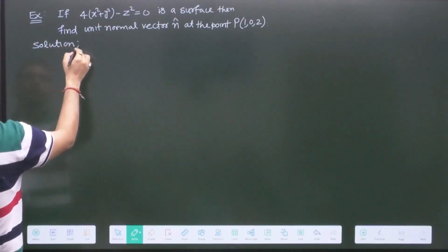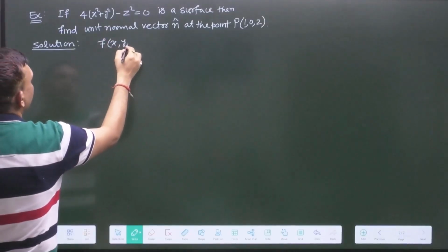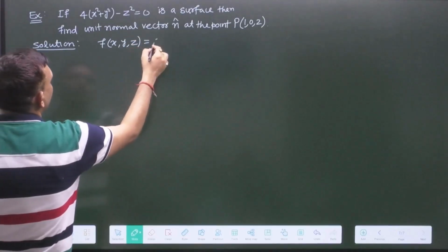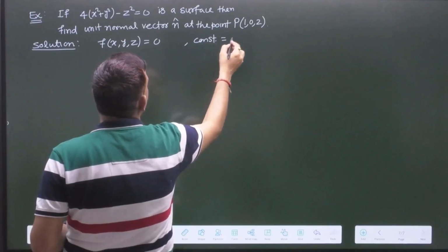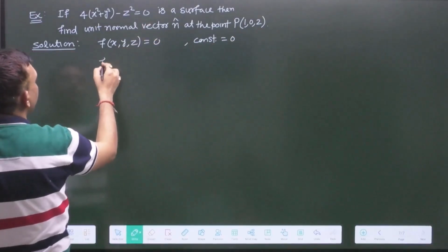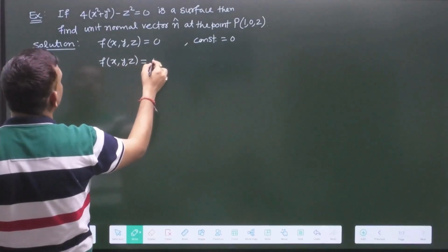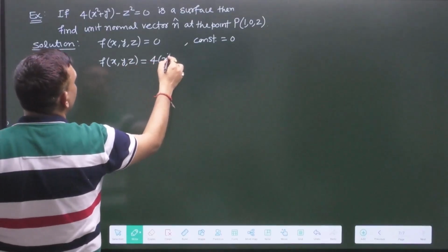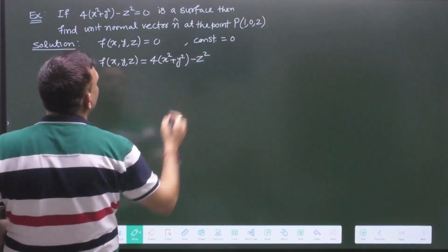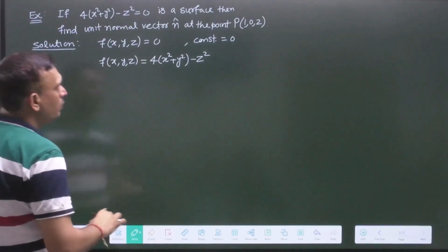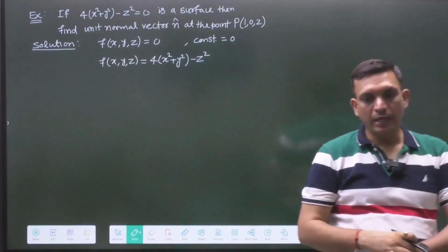So you have to see the level surface. The level surface is f(x,y,z) equals 0, so here the constant is 0. So what is f(x,y,z)? I am taking it as 4x square plus y square minus z square. So you have to find the unit vector normal to the surface at point P. Try karo.